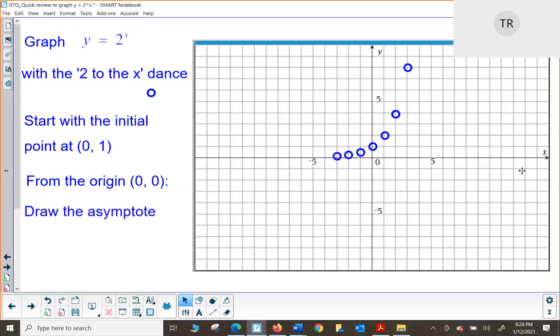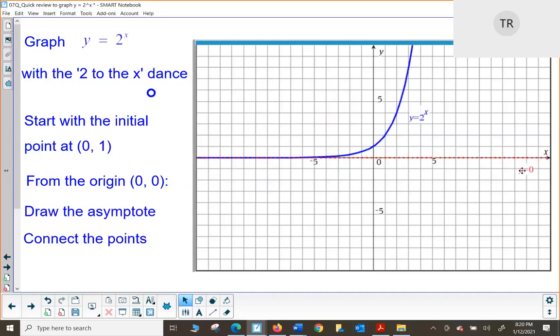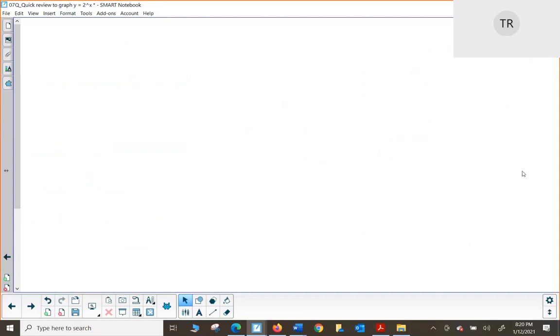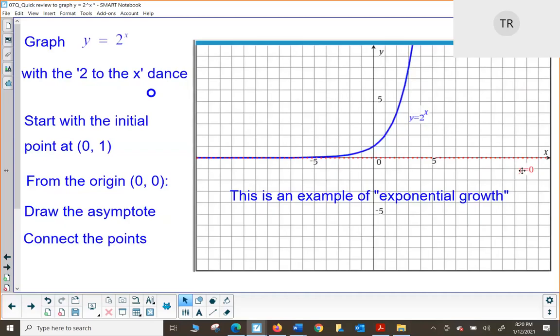They were told that there are asymptotes that need to be drawn here. So we'll draw the asymptote of the x-axis, the line y equals 0. I'd like them to know those are interchangeable. And so we connect the points and we get the beautiful exponential curve, which we call an example of exponential growth, which means as x gets larger, y gets larger really, really fast. And that is a quick review of how to graph y equals 2 to the x.